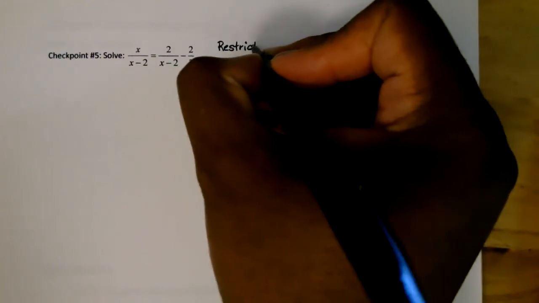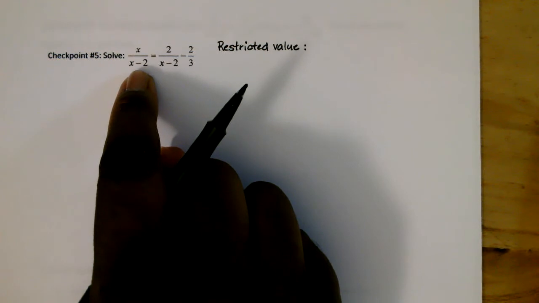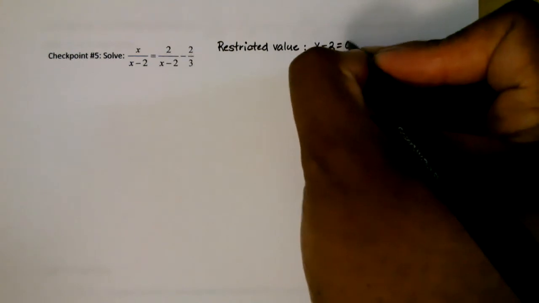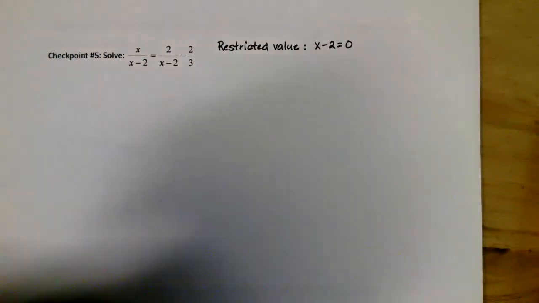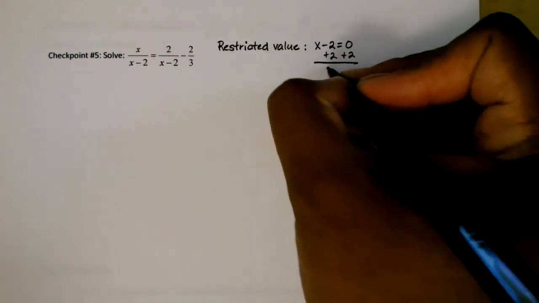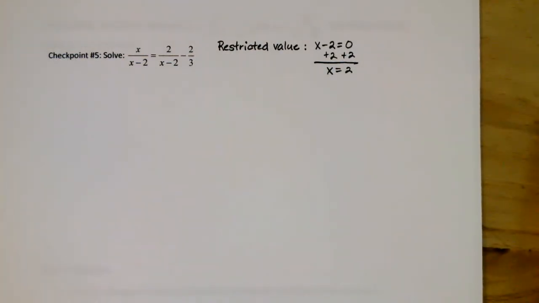Okay, here's what we're going to do here. Find out what our restricted value is going to be. Now, notice we got x minus 2 in the denominator. We'll use that and set that equal to 0 and solve for x. So for x minus 2 is equal to 0, that means x is equal to 2. So x equals 2 is your restricted value. Okay.